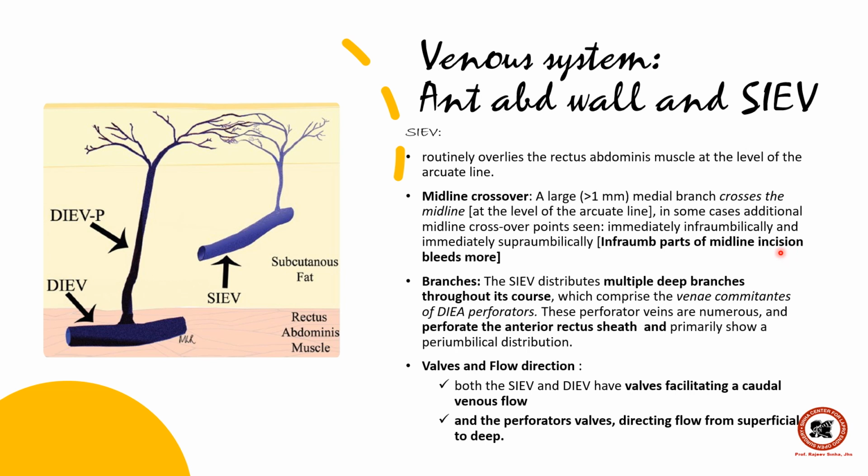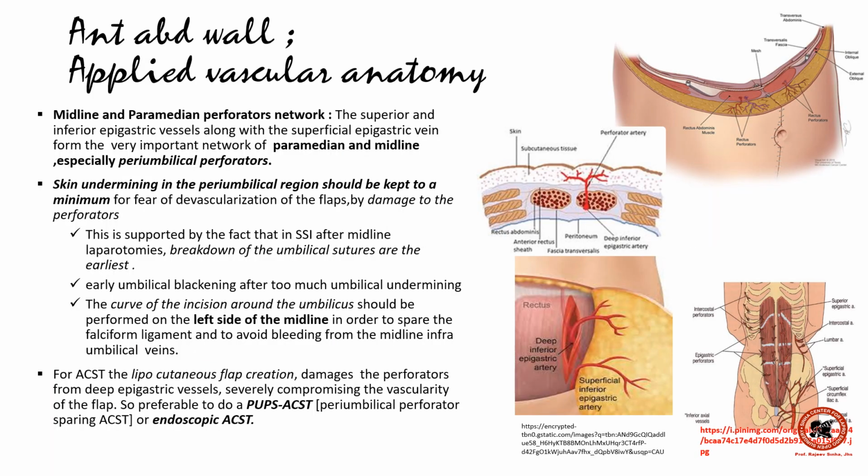with the opposite side. And that is why, if you look at the infraumbilical part of the midline incision, you'll always find it bleeds more than the supraumbilical part of the midline incision. The branches are multiple throughout its course, and they all make contact with the other vessels we just now showed in the last slide, and that leads to a very rich network of perforators.